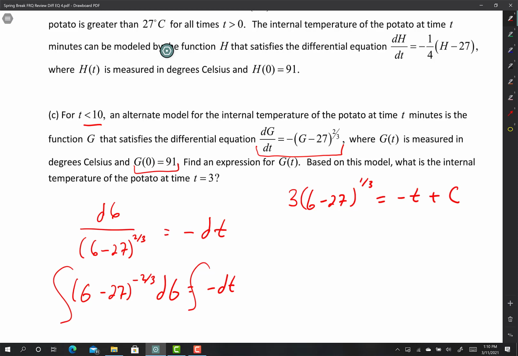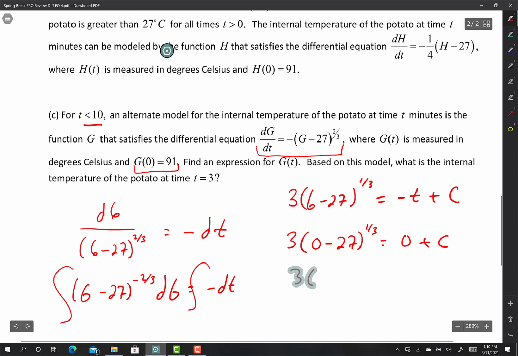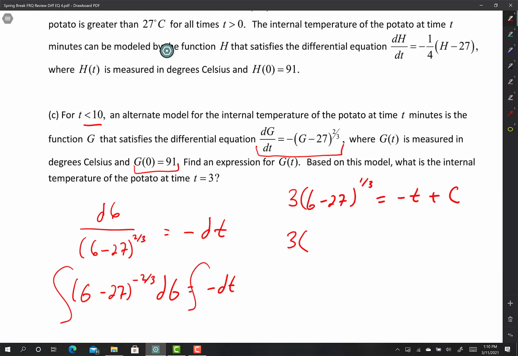see what I get. So 3 times (0 minus 27) to the 1/3 equals 0 plus c. So let's see, 3 times, okay, hold on, g. Oops, that's a mistake. That's a big one, too. How come you guys didn't tell me? I'm kidding, guys. I guess I didn't have to erase everything. When t is 0, g is 91. 3 times (91 minus 27) to the 1/3 equals 0 plus c.